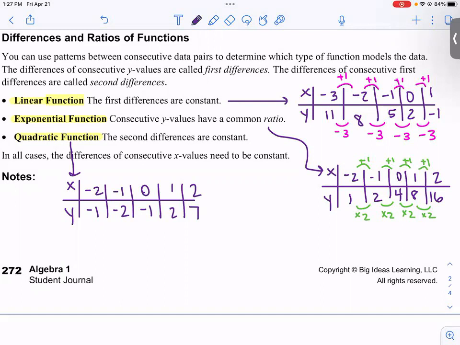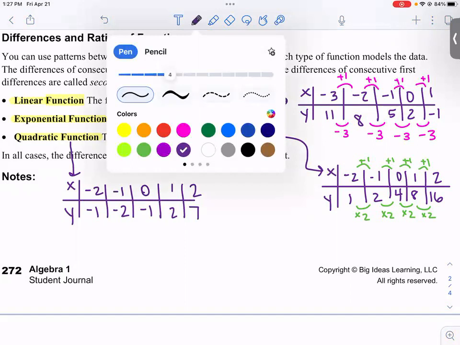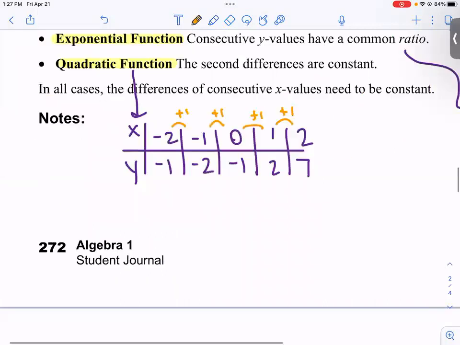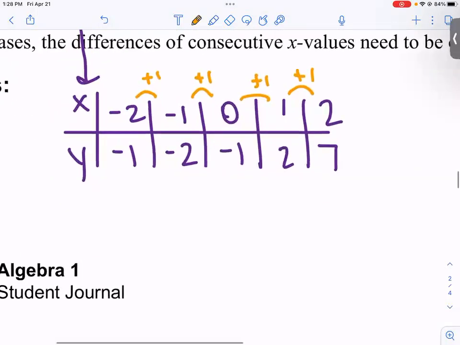Okay, so notice in this example, our x's are consistent. Now, are we multiplying by the same number over and over with our y's? No, but here we go down by 1, and then we go up by 1, and then we go up by 2, and then we go up by 5. Is that right?